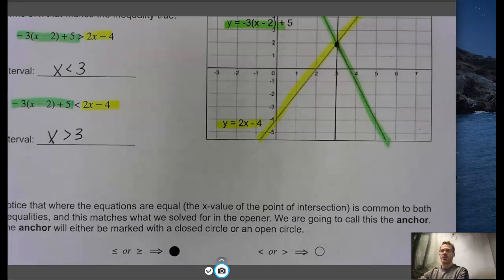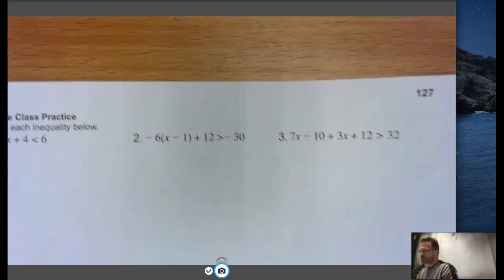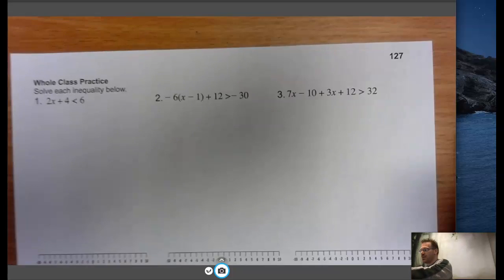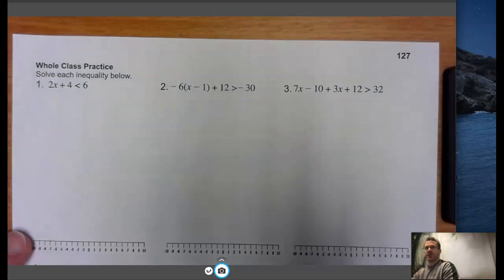Just like we did when we were graphing. So you're going to see that the process is very, very similar to what we did with graphing our inequalities. All right, so let's flip the page here. Let's go to page 127 in our booklet. I'm going to zoom out a little bit here so I can get all of this in our window here.